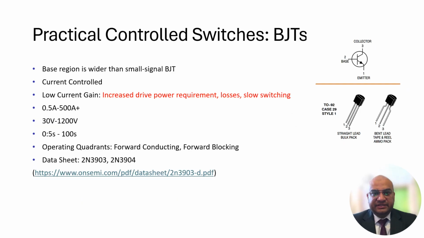Then next we can see another practical controlled switch which is called BJT, which is a three terminal device: base, collector and emitter. Here the base region is wider than in small signal BJTs. It is a current control device and it provides a low current gain, which results in increased drive power requirement, losses and generally slow switching. The current specification starts from 0.5 ampere to 500 amperes, 30 volts to 1200 volts, and the timing is from 0.5 to 100 seconds, and it operates during forward conduction and forward blocking mode.